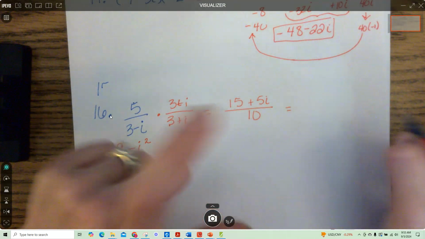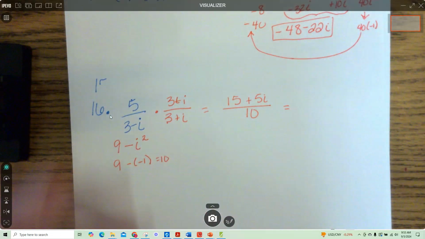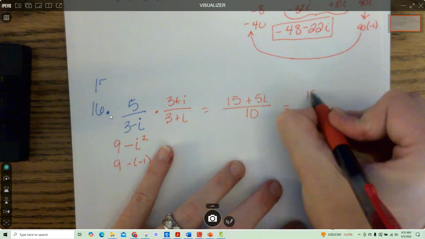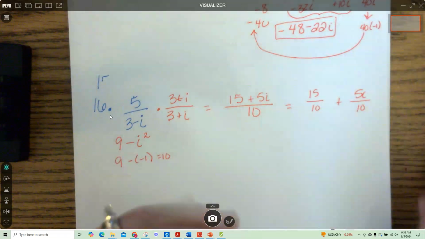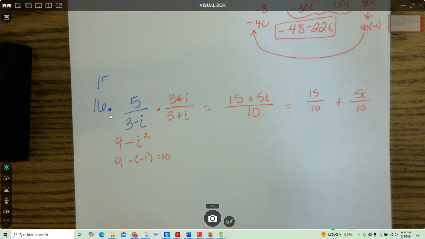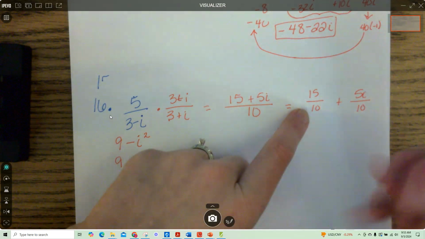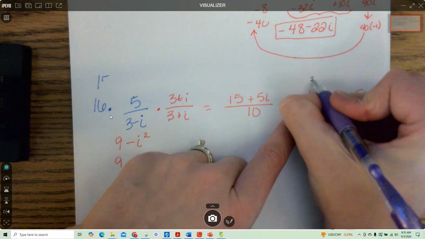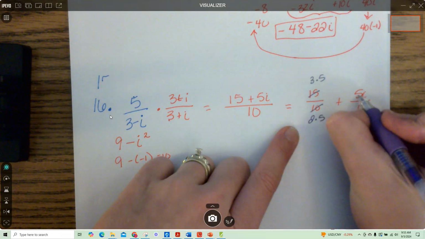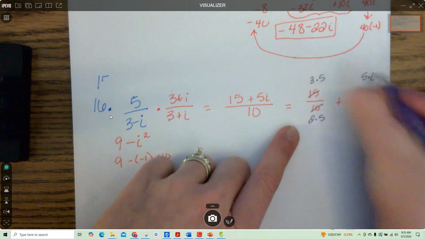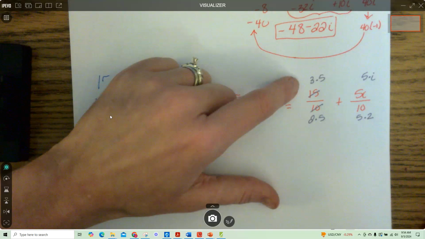So then you have to divide by the 5. The easiest way: we're going to split it, and then we're going to put it back together. I'm going to do 15 over 10 and 5i over 10. So you split at addition or subtraction. 15 is 3 times 5. 10 is 2 times 5. 5i is 5 times i. 10 is 5 times 2.